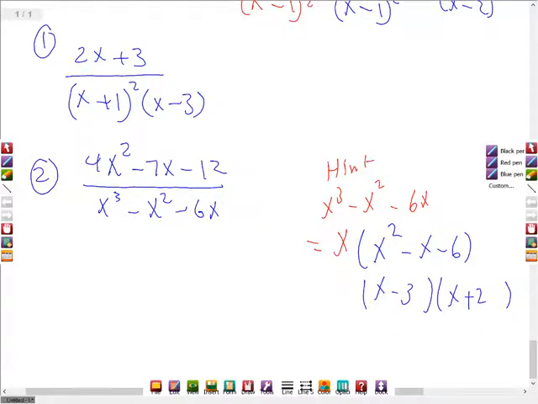Then you have 3 factors. You see? Then you have factors 1, 2, 3.